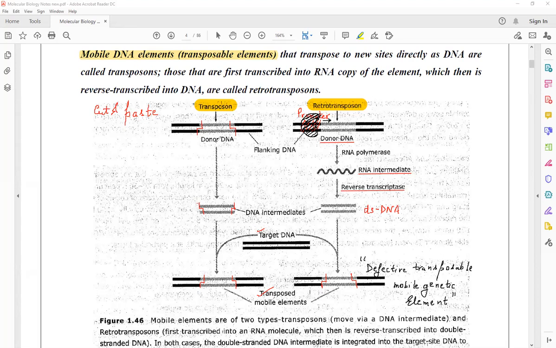So mobile genetic elements can be classified accordingly as transposons and retrotransposons. Now, retrotransposons and transposons are the two mobile genetic elements that you have classified. This method of transposition is referred to as cut and paste method, and this method of transposition is referred to as the copy and paste method. Copy and paste method of transposition.